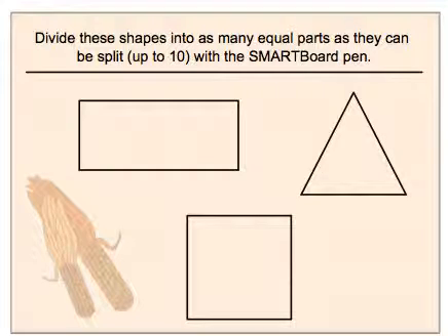This second part has to deal with the K.15, which is dividing shapes. And this says, divide these shapes up into as many equal parts as they can be split, up to 10, with the smartboard pen. This gets students walking up to the board and interacting with the board by allowing them to use the pen to section off either the rectangle, square, or triangle in as many equal parts as they can. Now, they can do this right and they can do this wrong. And even if they do it wrong, it's a great learning experience.